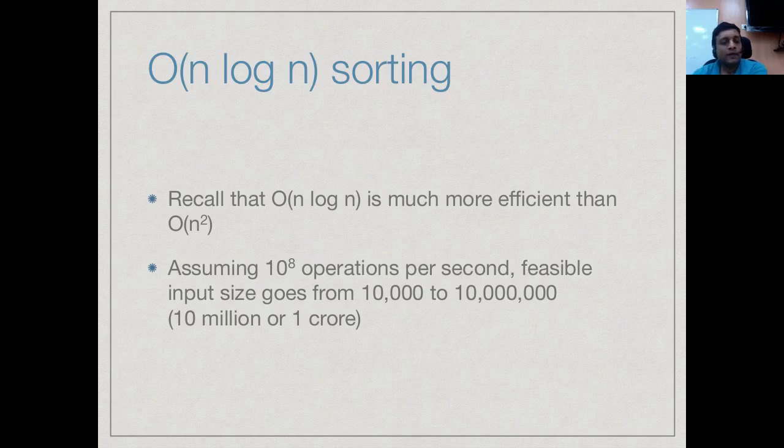So why is this a big deal? We saw right at the beginning that O(n log n) is much more efficient than O(n²). If we assume, as we have said, that a reasonably standard desktop machine can do 10^8 operations per second, then the size of the feasible input of what we can sort with a sorting algorithm goes from 10,000 for an n² algorithm to 10 million, or 1 crore, for an n log n algorithm.